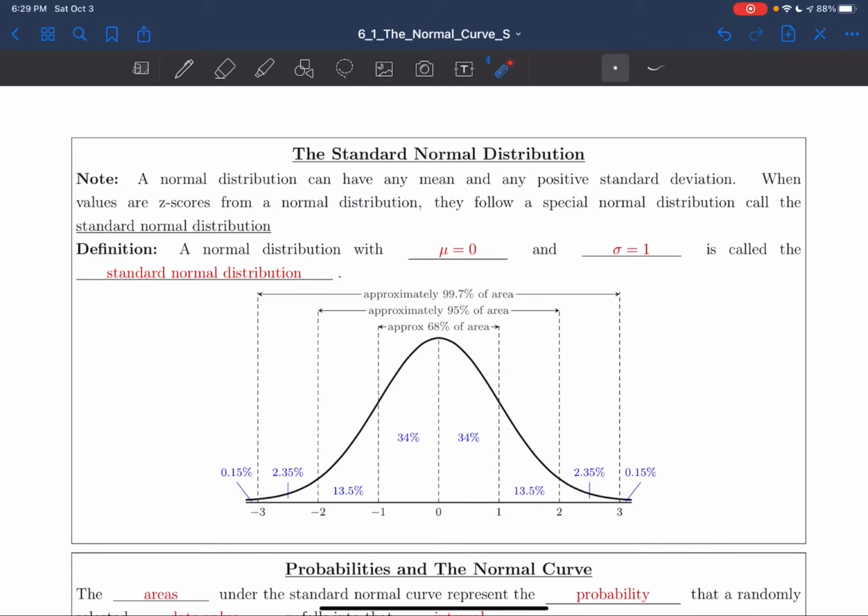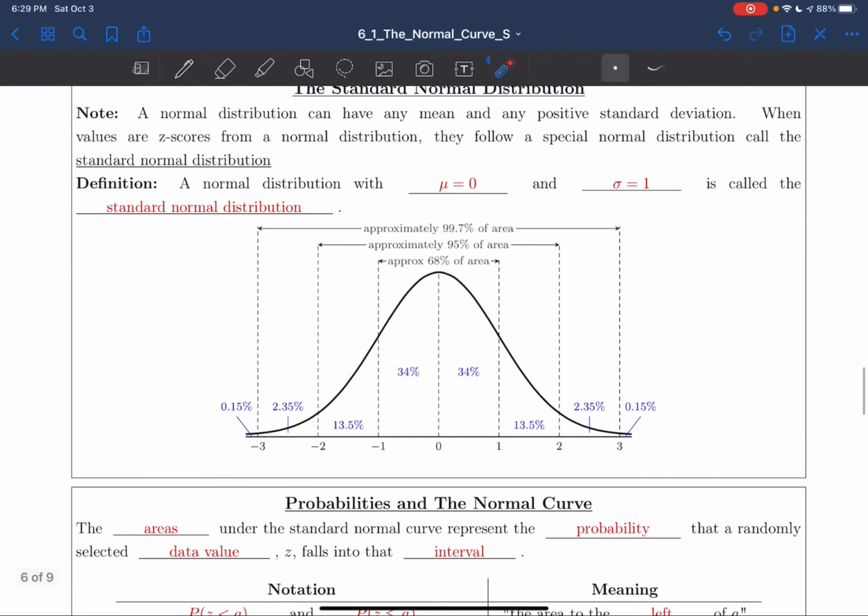What this means is, if we do a z-score from a normal curve, it maps into a standard normal curve with a mean of 0 and standard deviation of 1. Here we have the standard normal curve. You see that it has a mean of 0 and a standard deviation of 1. And it follows the empirical rule, where 68% of the data is within 1 standard deviation, 95% of the data is within 2 standard deviations, and 99.7% of the data is within 3 standard deviations.